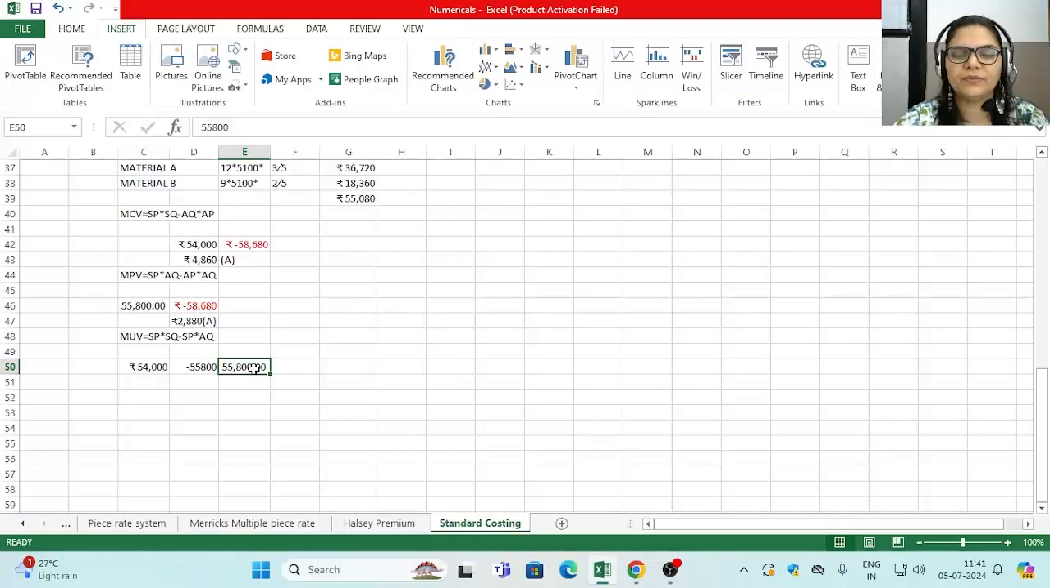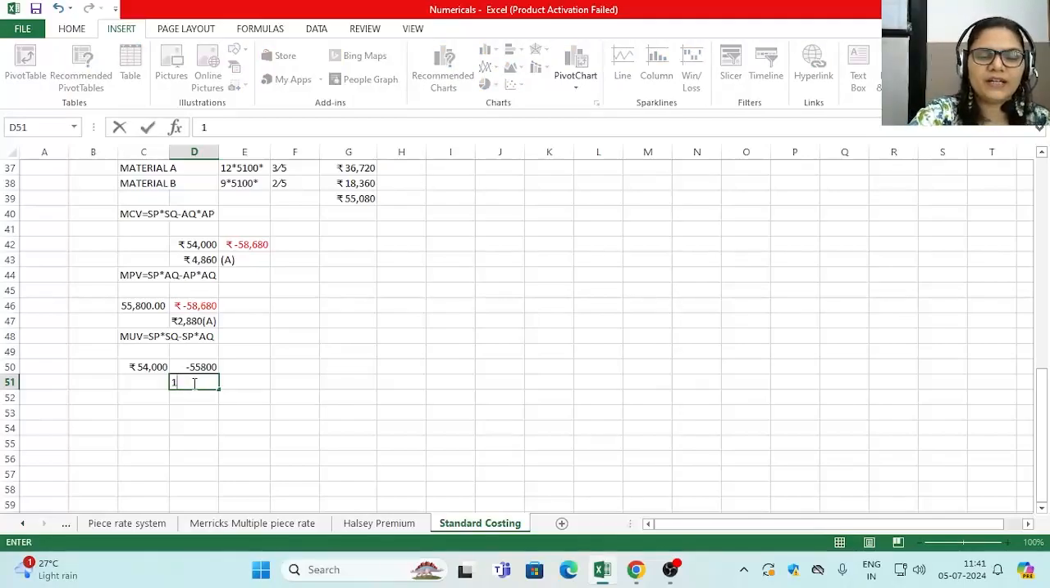Let's put it that way. So it will be very easy to calculate. Material usage variance is equal to 54,000 minus 55,800. Again, it will give you 1800 value, which is minus, and it will be symbolized as adverse value.